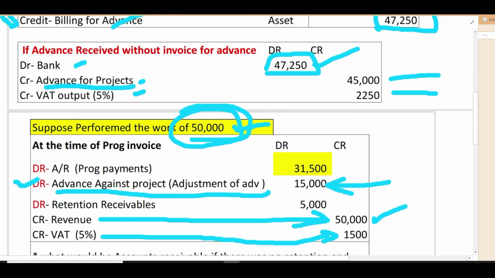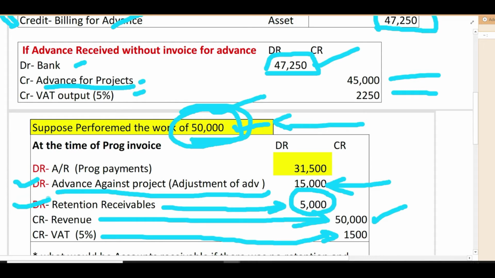What will be the 10% of this 50,000? 5,000. So you are separately allocating this retention receivable, and you will receive it after the end of this project. You are also debiting this because this is your account receivable, but separated. I have a separate video on retention, you can see that as well to make your concept more clear. So you have understood this. Now there is another thing.